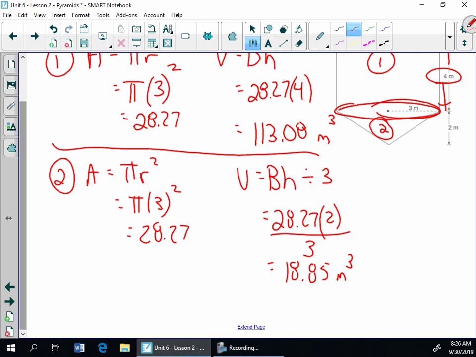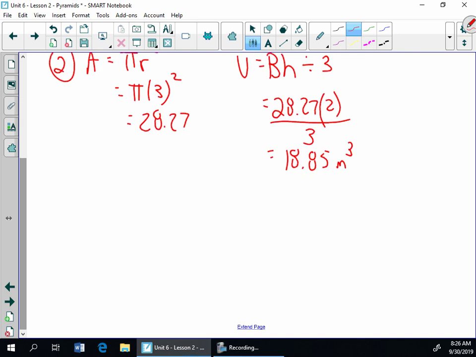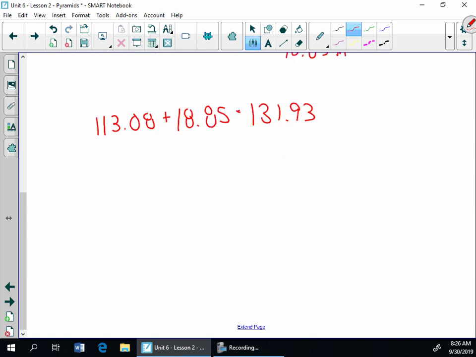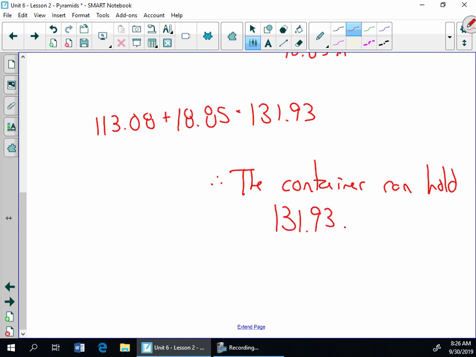And the question wasn't how big is the cone or the cylinder, though. It was how big was the whole thing. So let's take our two answers, 113.08, and we'll add it to the 18.85. And we'll get 131.93. And the silo, or the container, can hold 131.93 meters cubed of grain.